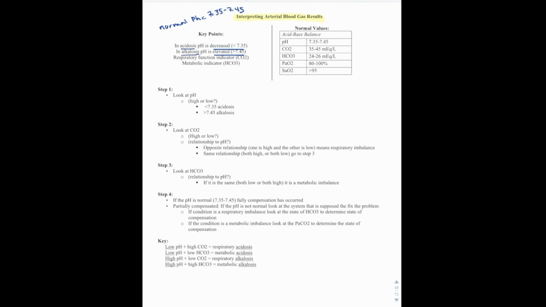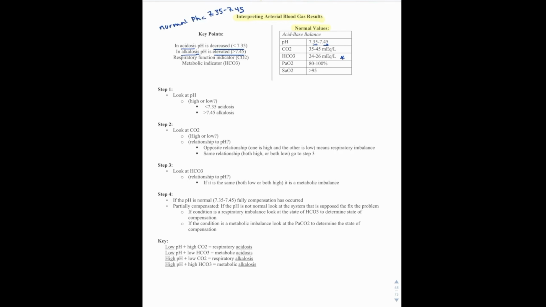Okay, so again, here are our normal values over on the right side for all of these. The thing that's nice is our pH is 7.35 to 7.45, and our CO2 is 35 to 45, so it's the same. HCO3 is 24 to 26, so you do have to remember that. And our PaO2 is 80 to 100, we know that. And our SaO2 is greater than 95. Okay, so let's talk about the steps to interpret arterial blood gases.